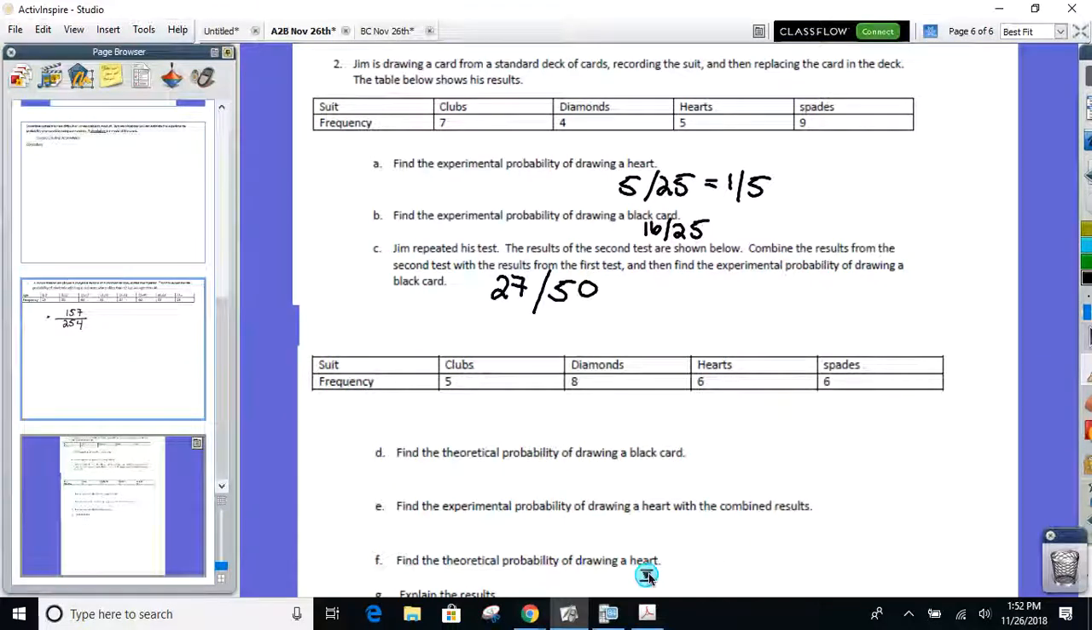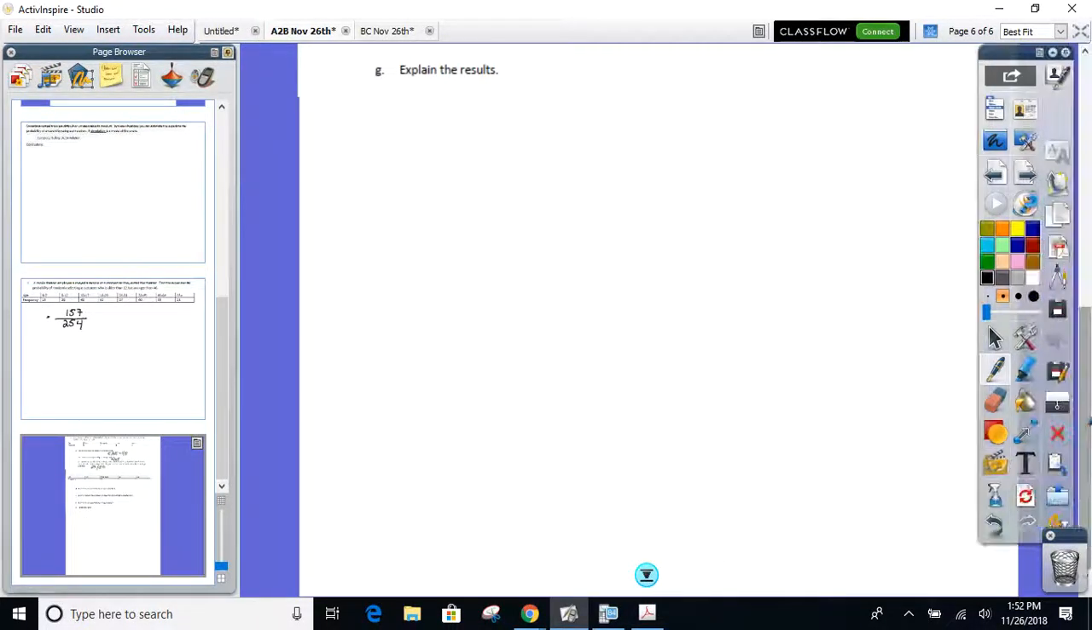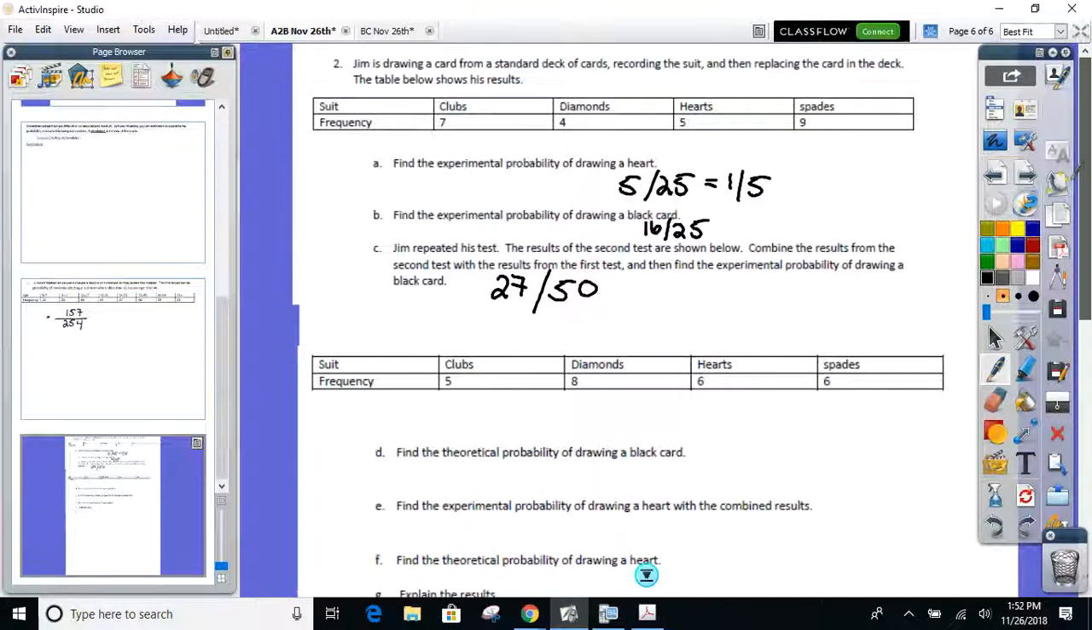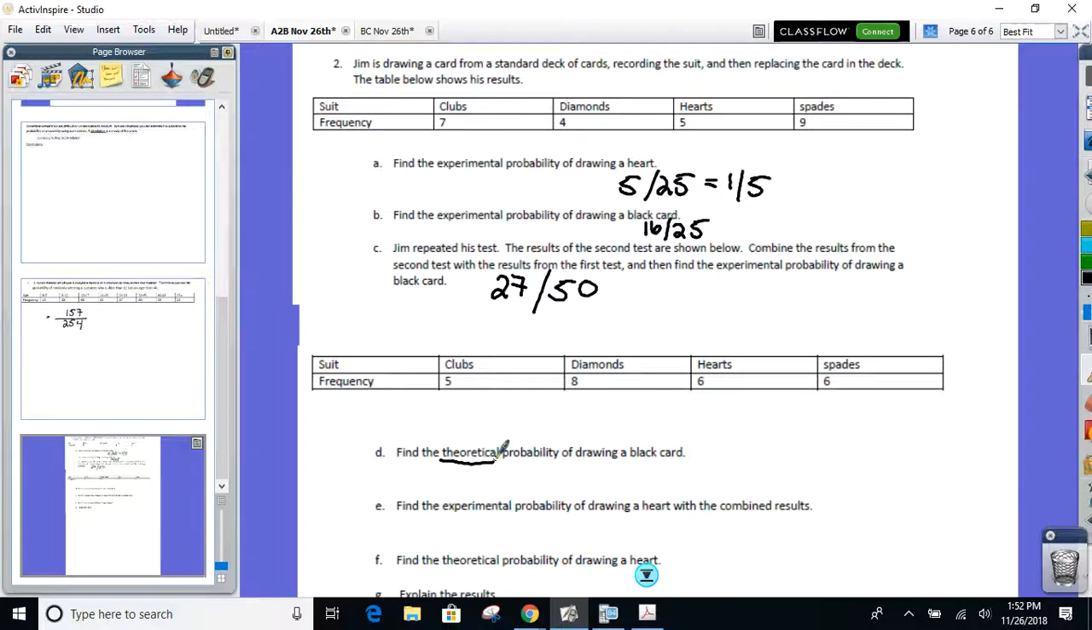Ooh, now we got to go back here. Did I lose anybody here? All it was using the experiment. Now, theoretical of a black card. Who cares what happened here? Theoretical. So go to your deck of cards again. How many black cards are in a deck of cards? 26 out of 52, also known as 1/2. They're either red or black.